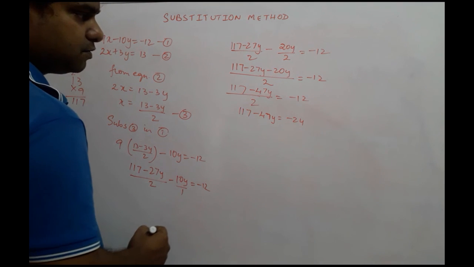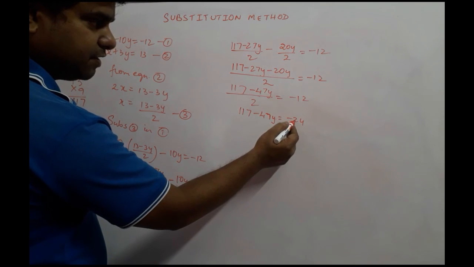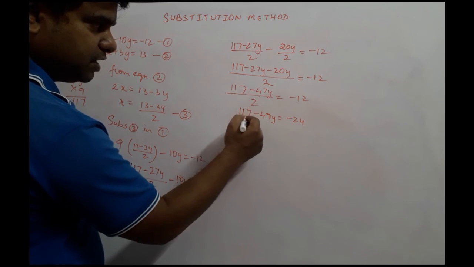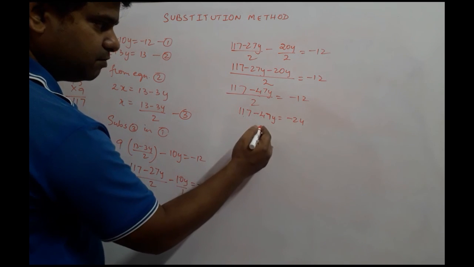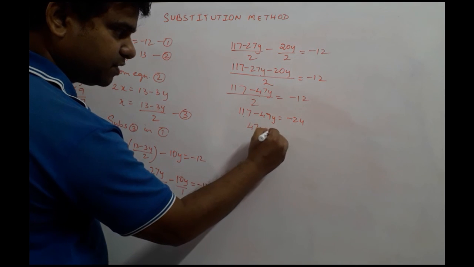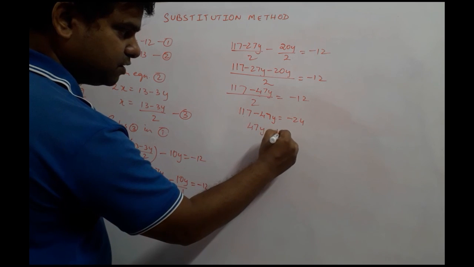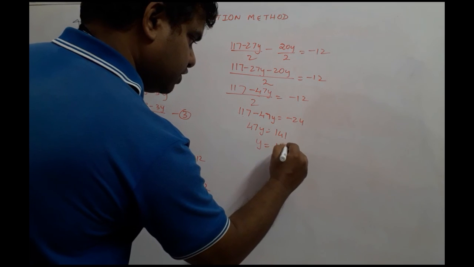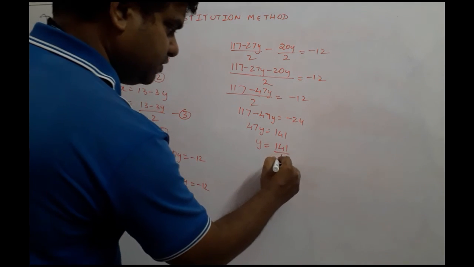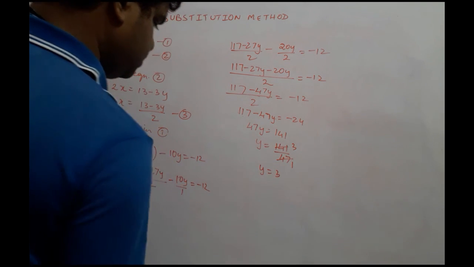Okay, to avoid this negative problem, we'll bring negative 24 on the left hand side, and we'll take minus 47y on the right hand side. In this way both the negatives will become positive and we'll get something like this. 24 plus 117 will give us 141. Okay, and then we'll get y equal to 141 upon 47. This can be divided. 47 1s are 47, 47 3s are 141. So y equal to 3.